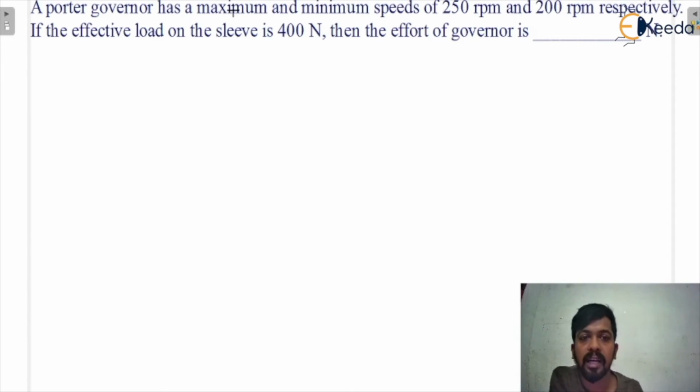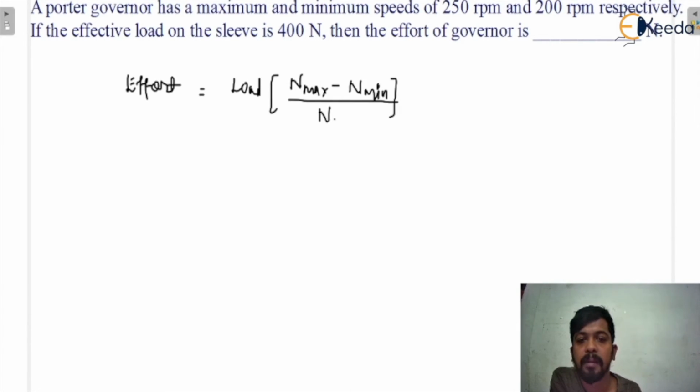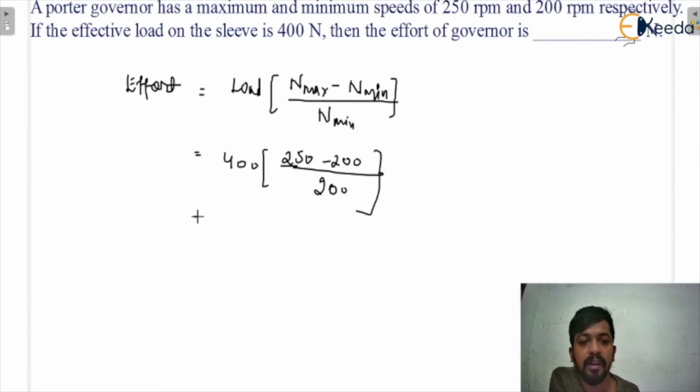Here in the question, a maximum and a minimum speed are given, so I am just calculating the effort of the governor. You just have to put the values in the formula: effective load multiplied by (N max minus N min) upon N min. The load here is 400 Newton, and that is 250 minus 200 upon 200.